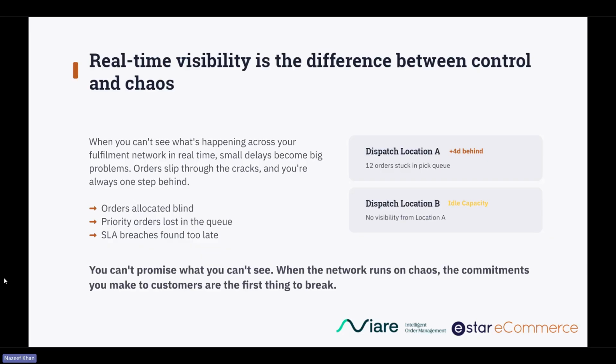And so by this point, your team is reacting and not managing. They're chasing problems that visibility would have caught hours earlier. And the main thing is you can't promise what you can't see. When the network runs on chaos, the commitments you make to customers are the first thing to break.